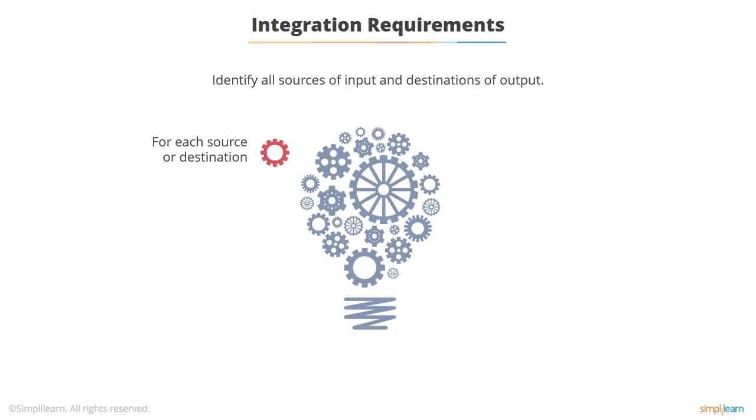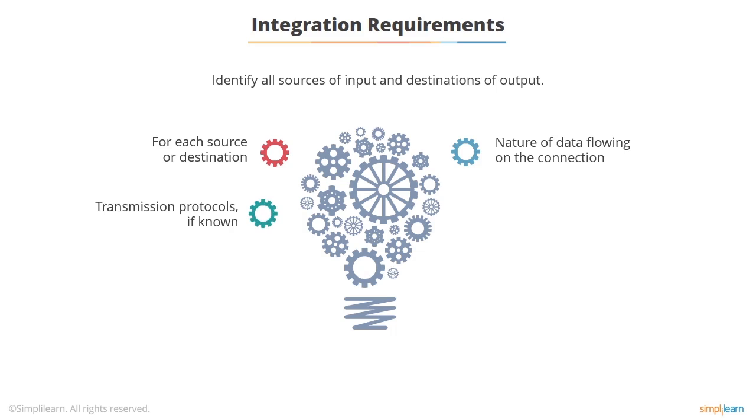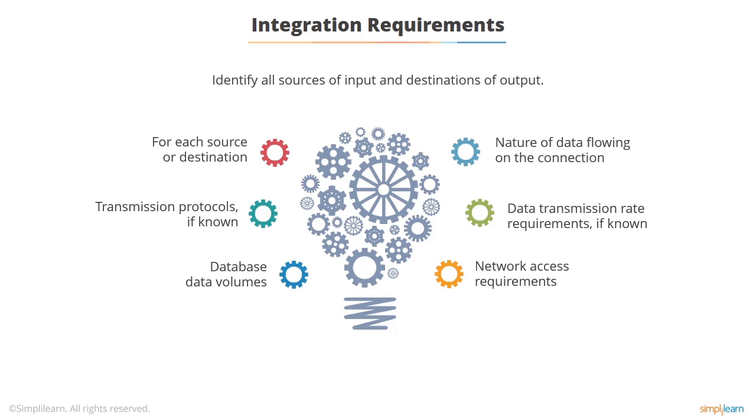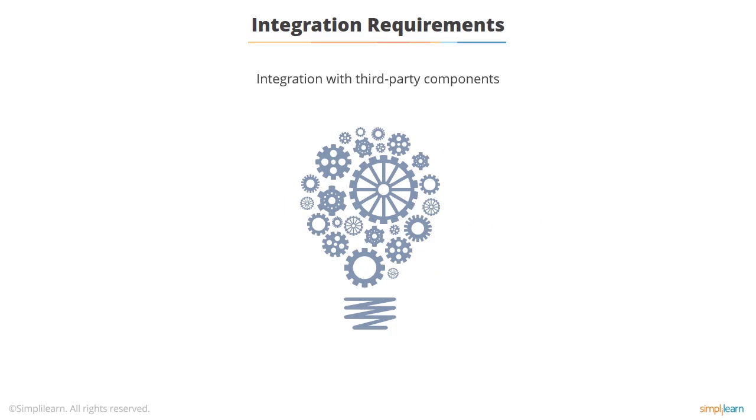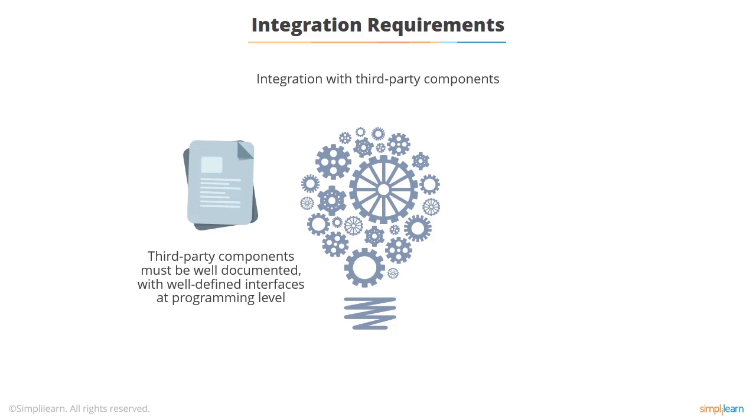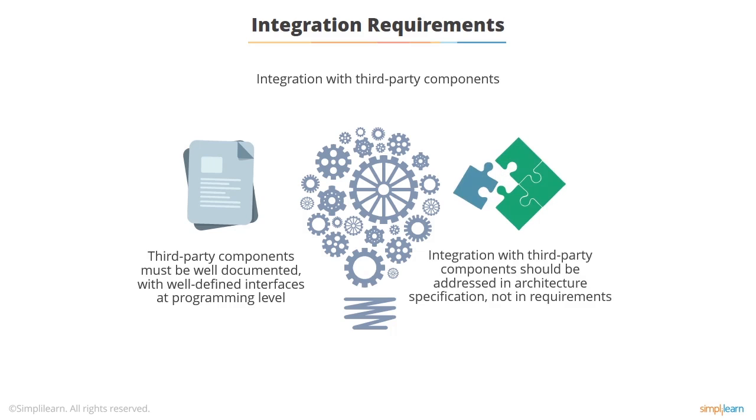So every single source or destination needs to have its input and outputs defined. We need to know what type of data is flowing across the connection. Are there any protocols? Are there any particular data transmission rates? What kind of volumes are being stored in databases? What kind of network access do you require? What kind of network speed do you require? If you're integrating with third-party requirements, you need it to be well documented to make sure that all the interfaces are completely defined unambiguously. And it should be stated in the architect specification, not in the requirements. Architecture is all about how things fit together, which is where this information really belongs.